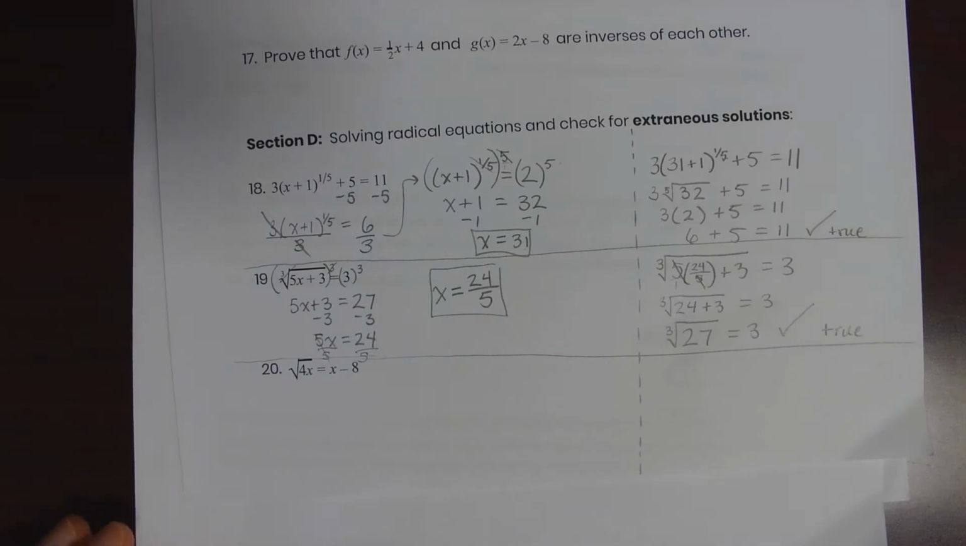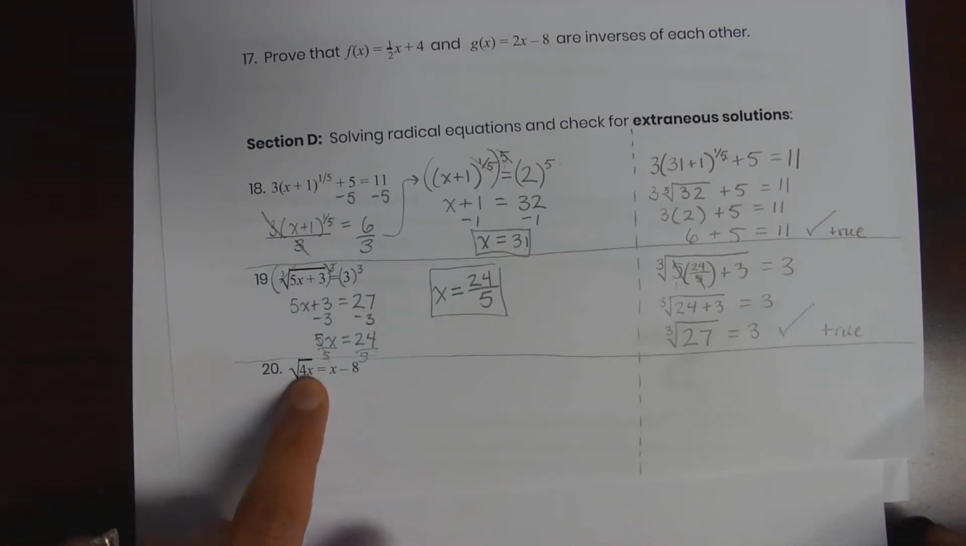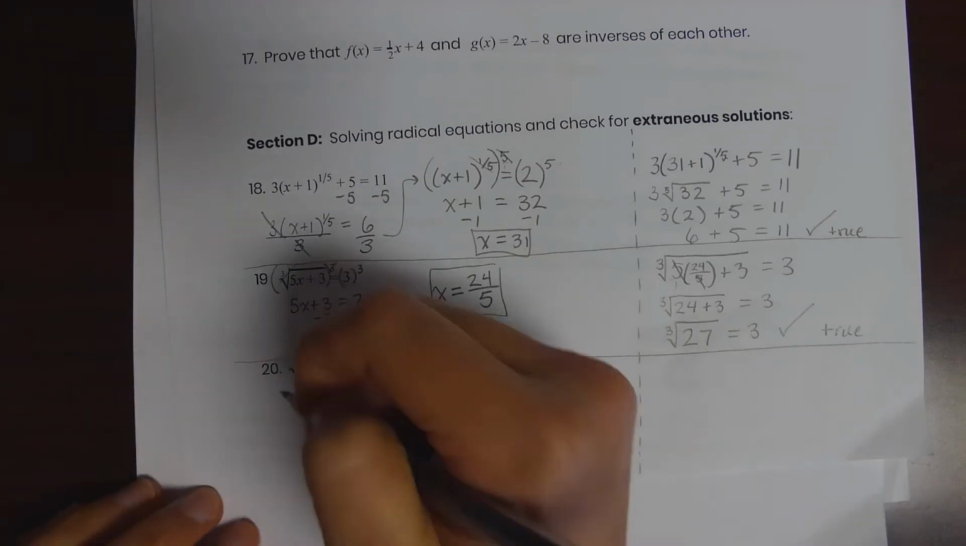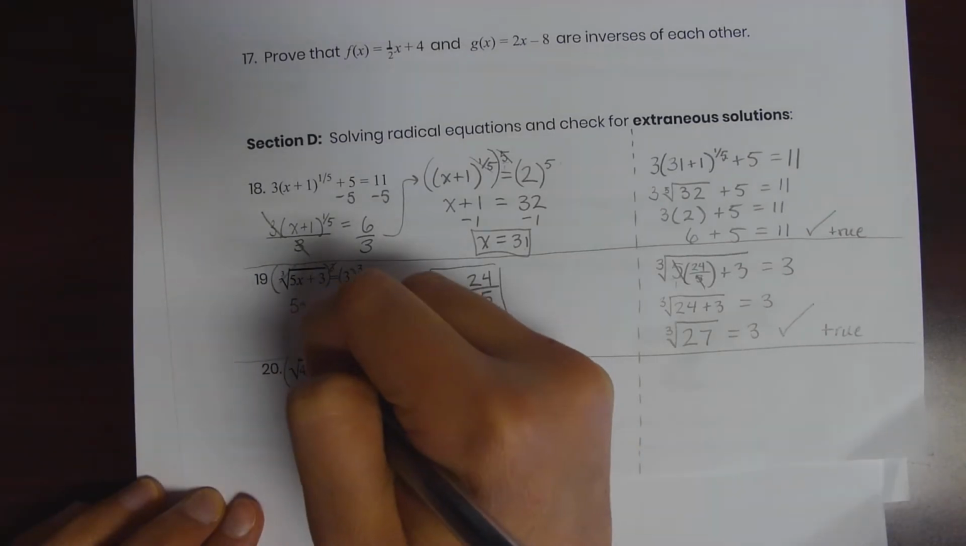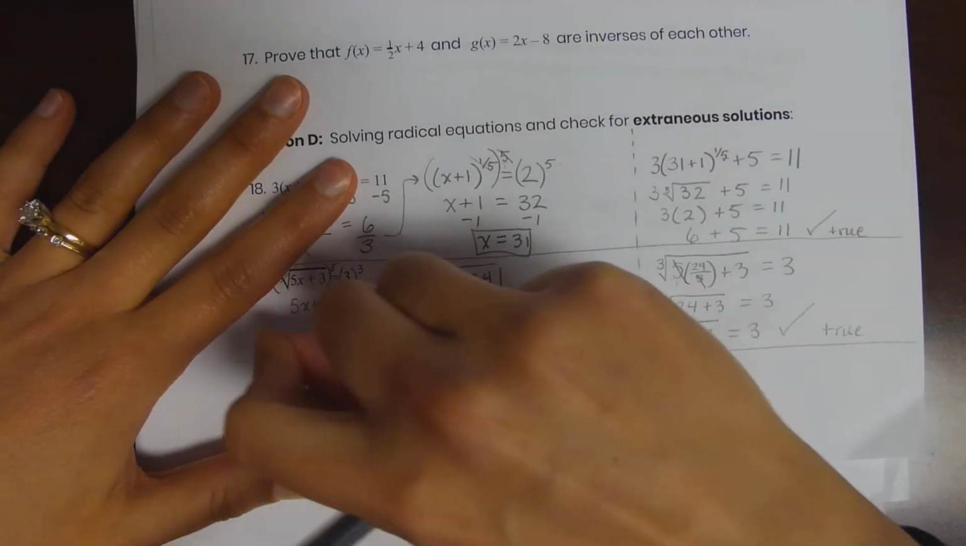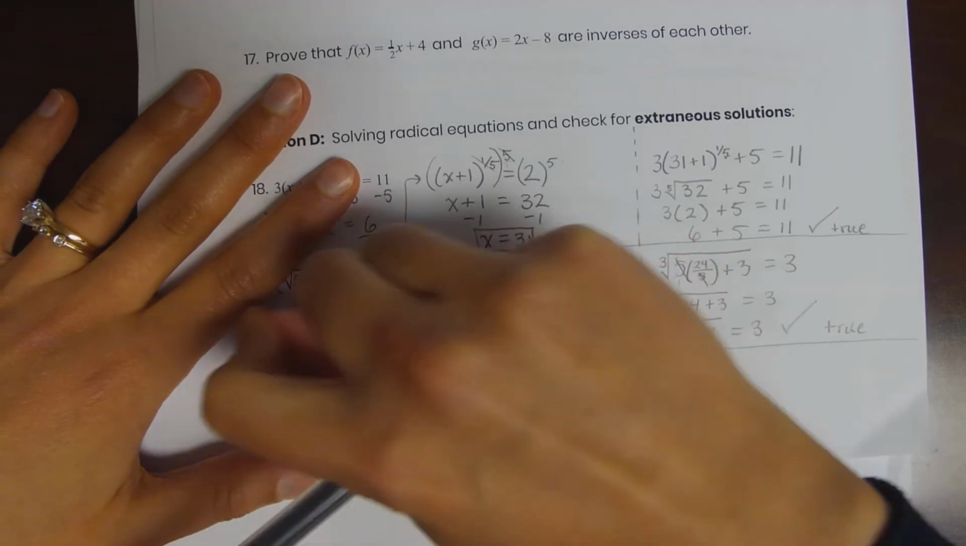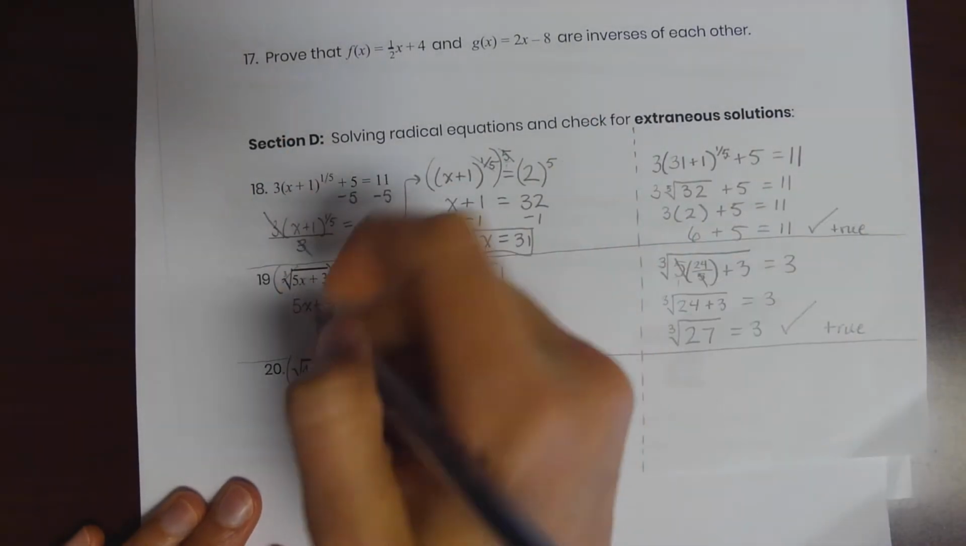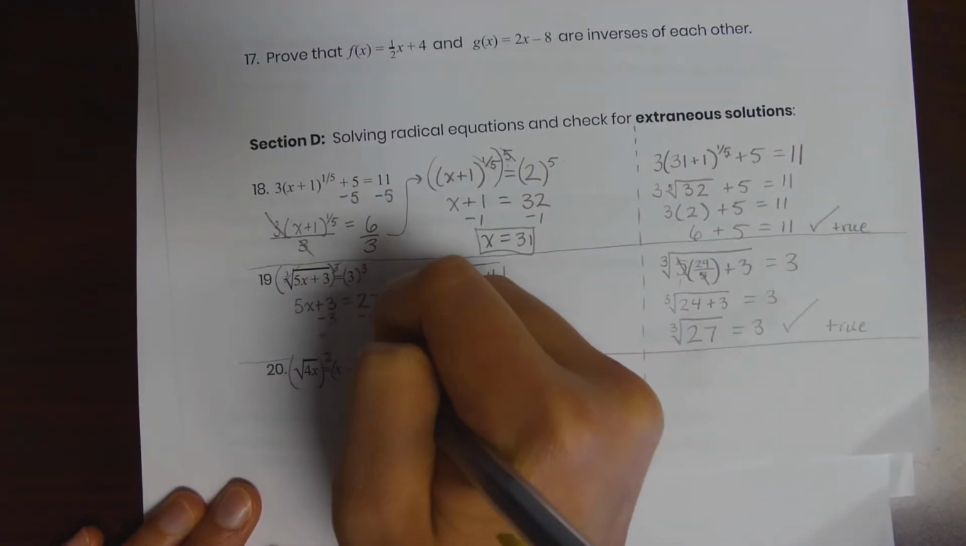Okay. Next, number 20. Here we have the square root of 4x. So what I'm going to do first is square both sides. I don't want you to get this confused with what we're doing here, so I'm just going to erase it. Okay, so squaring both sides.